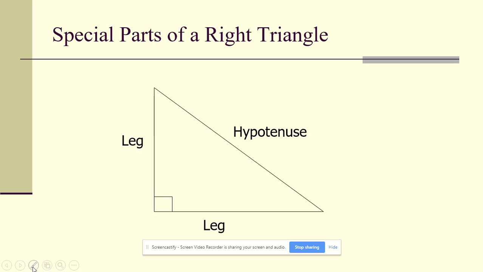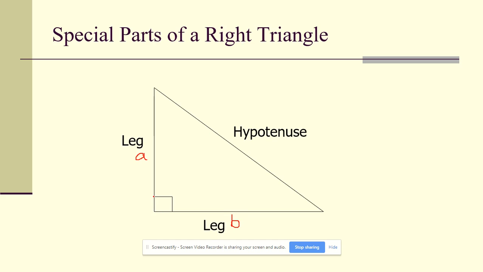The two shorter sides are called a leg, and we label those with the letter A and the letter B. It does not matter which one you call A and which one you call B, as long as you have the two legs labeled A and B. The longest side is called the hypotenuse.